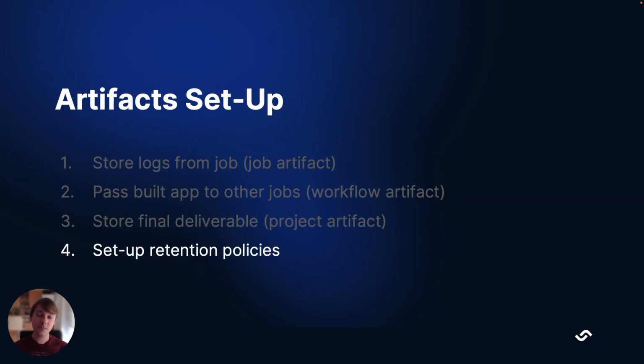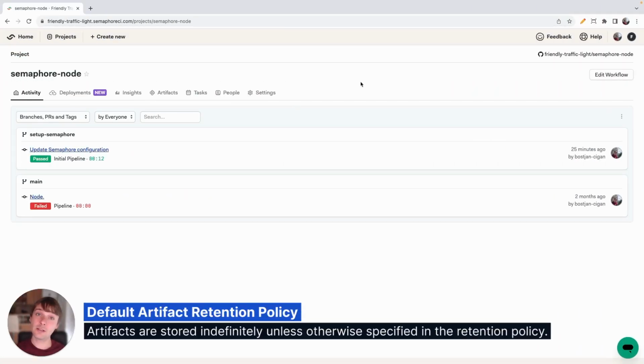Now, the next step is to set up our retention policies. So what are retention policies? This basically means when our artifacts get deleted, because we don't want to store all of our artifacts all the time. Maybe some branches have been merged and we want to delete them afterwards. So this is why we use retention policies to set up how long our artifacts are actually saved. So let's set up some retention policies. By default, artifacts are stored indefinitely. In order to change that, we need to set up retention policies.